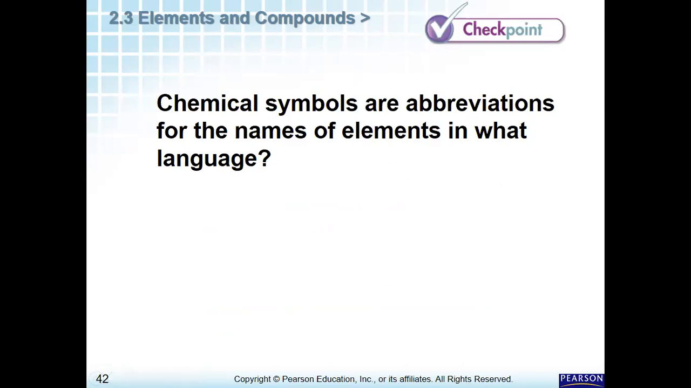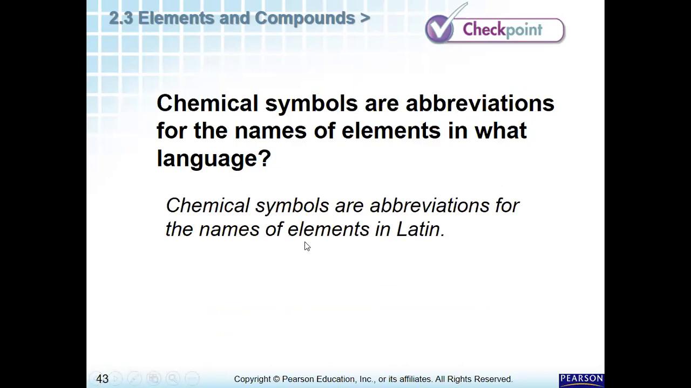Chemical symbols are abbreviations for the names of elements in what language? That's a question we have to ask ourselves. It's from the Latin language.